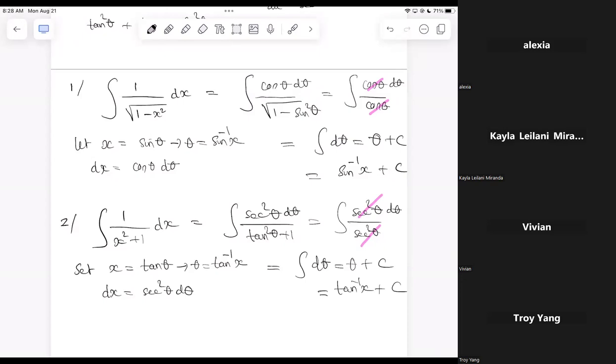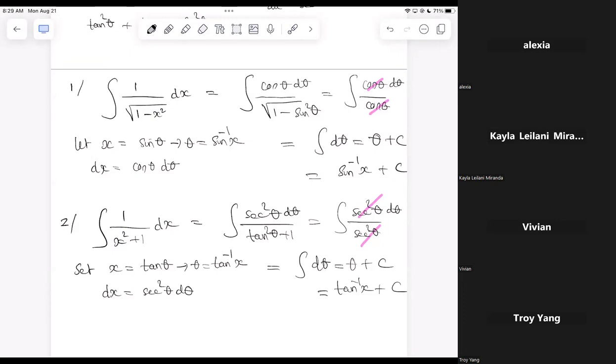Okay, that's just two types of trig substitution. Whenever you see the square root of a number minus the variable squared, we will use sine theta, right? And whenever you see the variable squared plus a number, we will use tangent theta. Just two types of trig substitution.